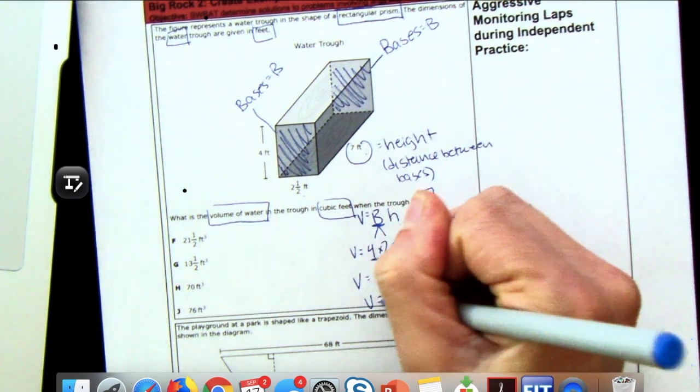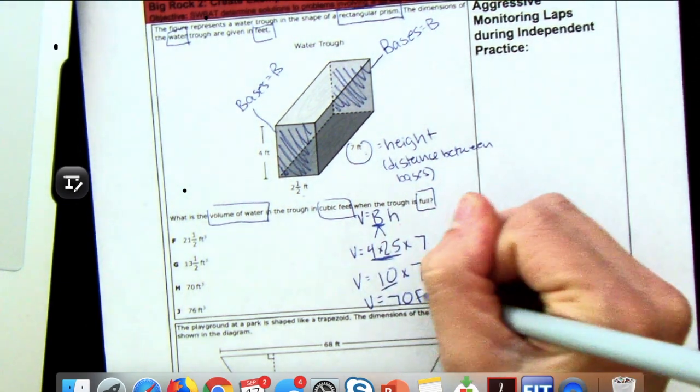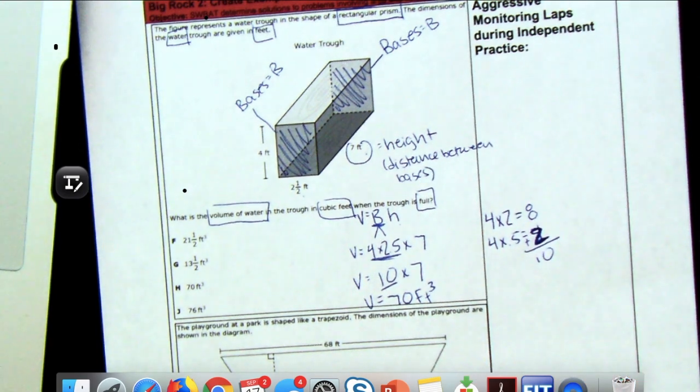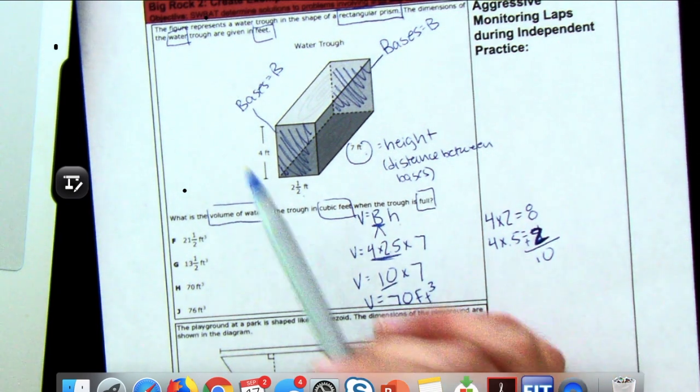And then I just do 10 times 7, and that is 70 feet cubed. Okay, so I just did a lot there. I want to make sure that my students do all those steps or something similar. The last thing I want to make sure my students do is check if the answer is reasonable. So is 70 feet cubed reasonable given the dimensions here?